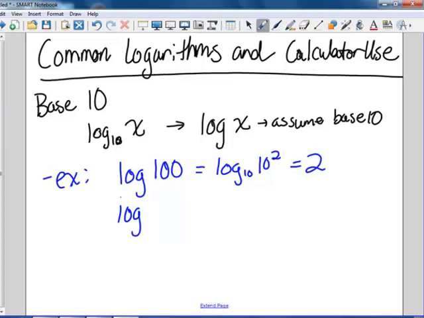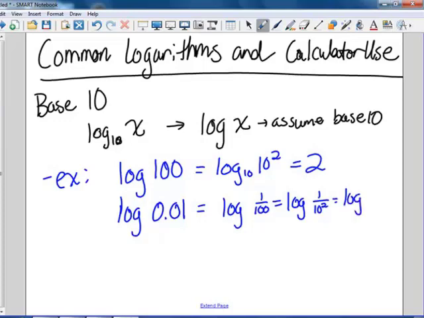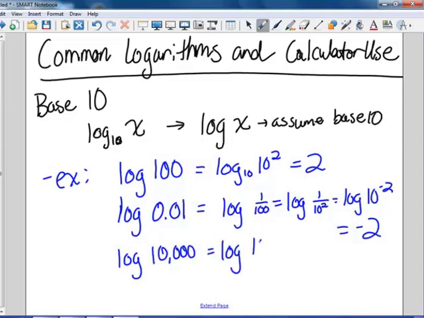How about log of 0.01? Well, that's 1/100th, or 1 over 10 squared. So this should be log of 10 to the negative second power, which is -2. Or how about log of 10,000? That's logarithm of 10 to the 4th power, so it would be 4. Or in your calculator, log of 10,000 should be 4.